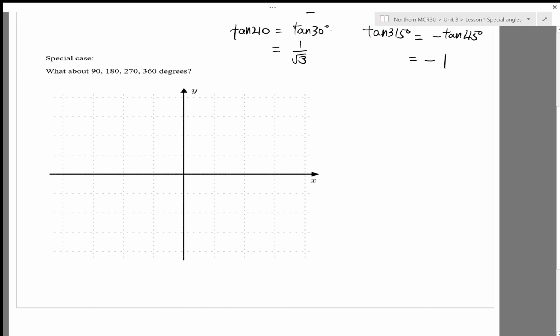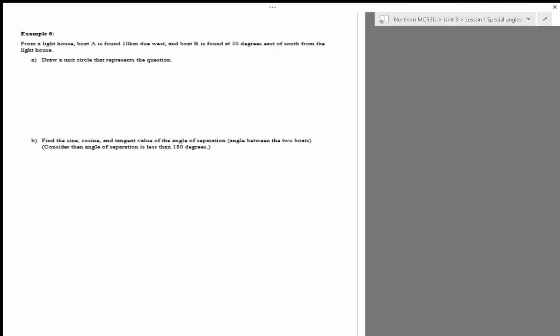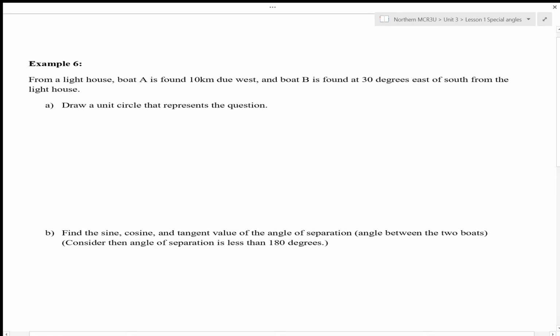I actually want you to give this a try. Okay. And then the last example, which is this one, I will actually explain this to you because there are some new languages that you need to know of. So from a lighthouse, boat A is found 10 kilometers due west, and boat B is found at 30 degrees east of south from the lighthouse. So when you draw this, the lighthouse is at the center. Whatever the thing is, always at the center. That's the easiest possible way to do it, if the question doesn't state anything about its location.